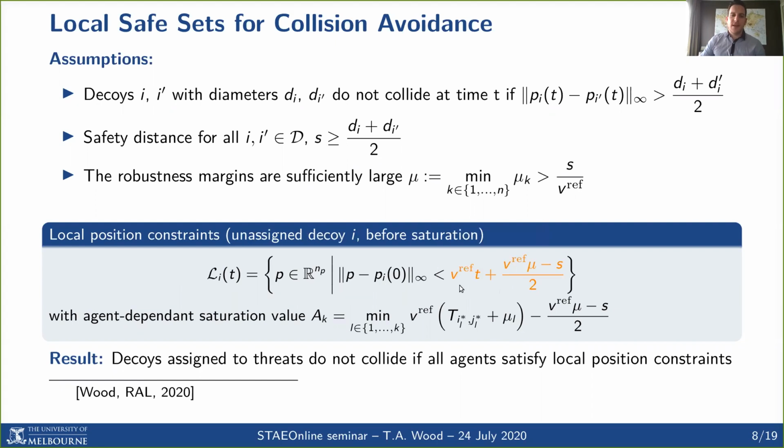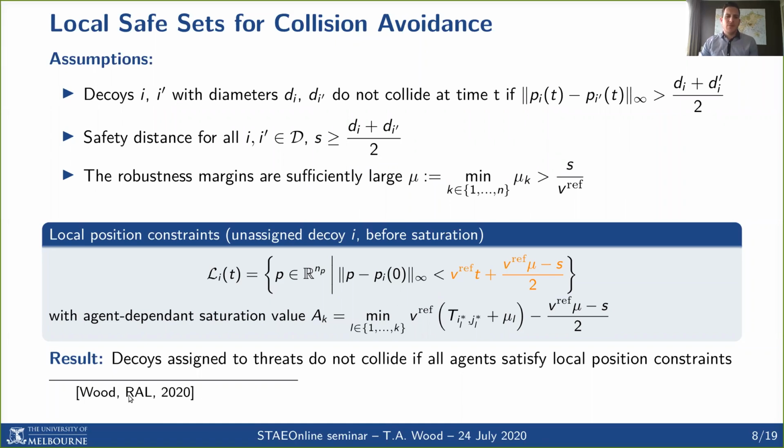For agents that are not assigned, so I said before, we assume there are at least as many decoys as threats, so there may be more agents than tasks. If there are more agents than tasks, then some agents will not be assigned to go to any destination. And for them, we also construct a position bound, but it consists only of this first bound. So we only constrain the distance of an unassigned agent from its initial position.